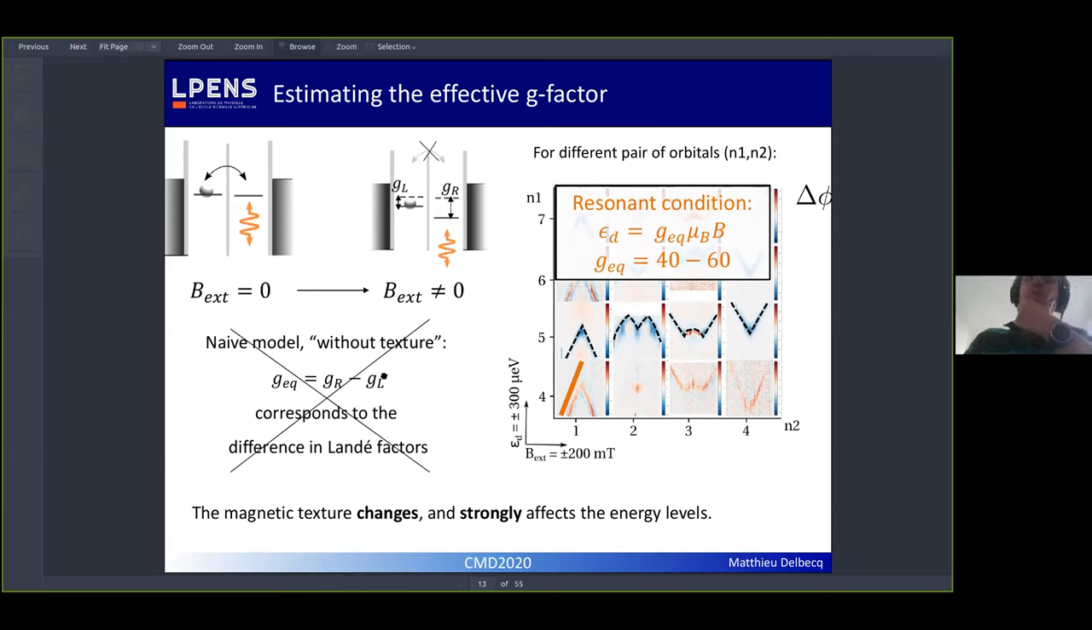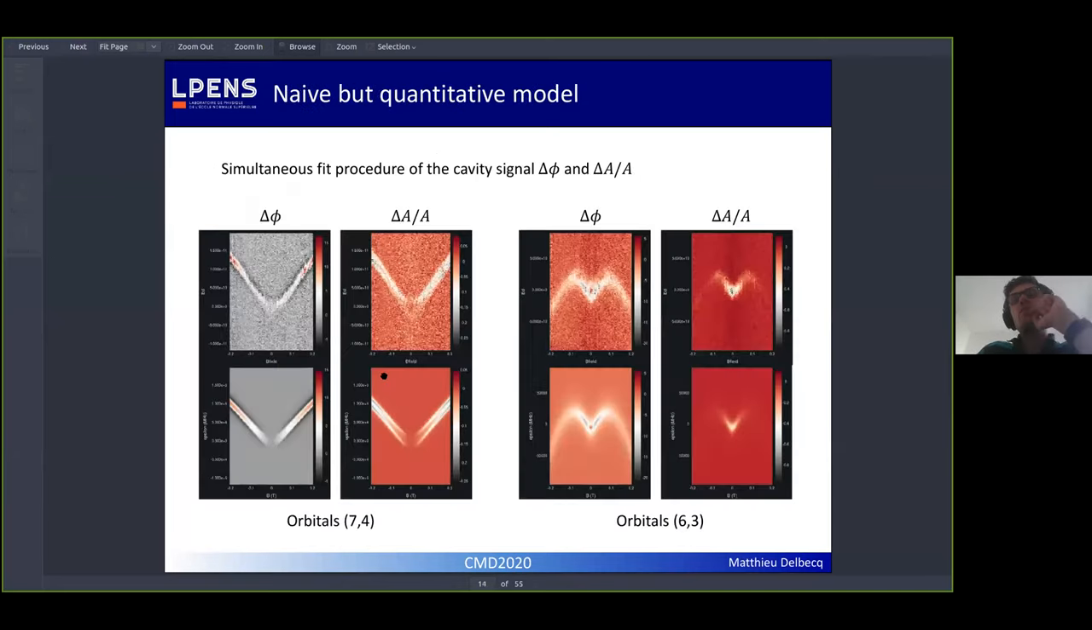Of course, this model is very naive because it doesn't explain how microscopically the magnetic texture affects these parameters, how it normalizes the G factor in each dot. But still, I want to show that even though this model is naive, we can reproduce our data very quantitatively, and even finely for the microwave signal. For 2 pairs of orbitals, 7-4 and 6-3, both the phase and amplitude of the signal of the microwave cavity can be fitted very accurately: the slopes, the amplitude of the signal, as well as the change of the contrast. So even though the model is very naive, we can understand how the cavity signal is affected by this internal transition in the dot due to the magnetic texture.